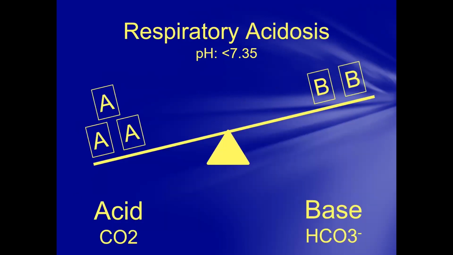So when we're talking about respiratory acidosis, again, your pH is less than 7.35, and that means we have more acid than we do base. We're retaining more CO2 than we have bicarb.